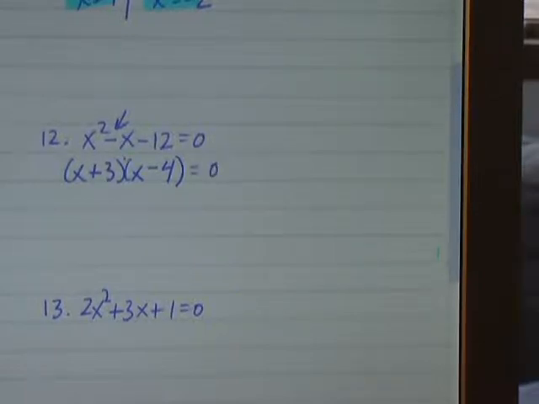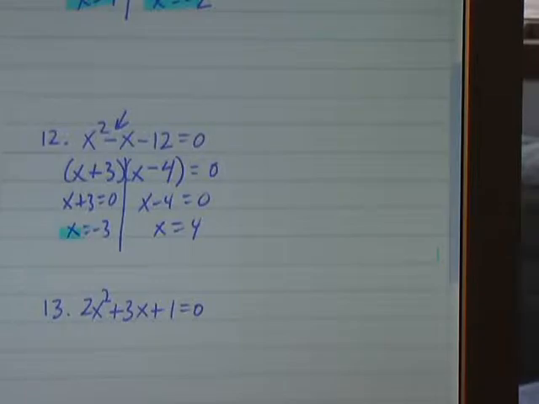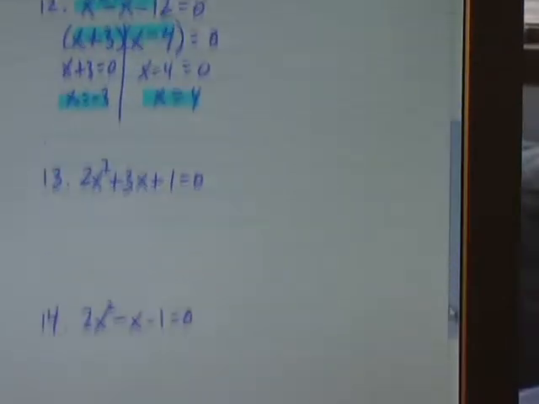I set each factor equal to 0 and solve. X plus 3 equals 0, x equals negative 3. X minus 4 equals 0, x equals 4. So my two zeros are x is equal to negative 3 or x is equal to 4. Substitute those into either of those two expressions and you'll get 0.